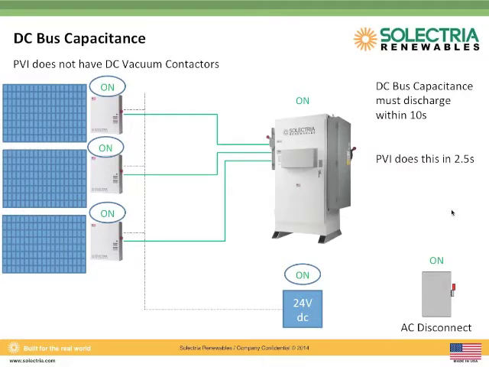On the smaller PVI inverters that don't have contactors, such as our PVI 100 here, we do have to have a bleeder circuit in order to accommodate that 30 volts within 10 seconds. But most inverters, like our PVI, do this in less than 10 seconds. Specifically, the PVI 100 does it in 2.5 seconds. So this also complies with the intent of the code.